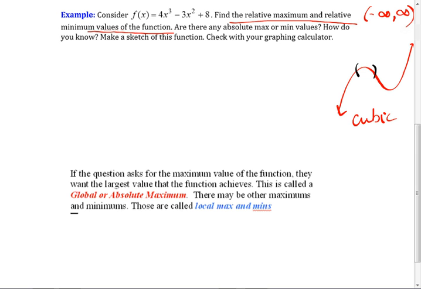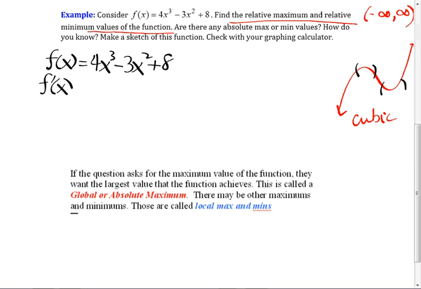In this neighborhood, that's a max. In this neighborhood, that would be a min. So let's see if we can find them. So I have f of x is equal to 4x cubed minus 3x squared plus 8. So what's f prime of x? 12x squared minus 6x. And I'm looking for critical points. Is this derivative ever undefined? No. This is kind of nice, actually.